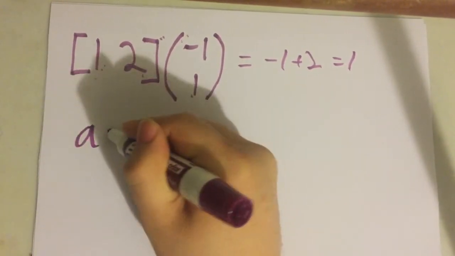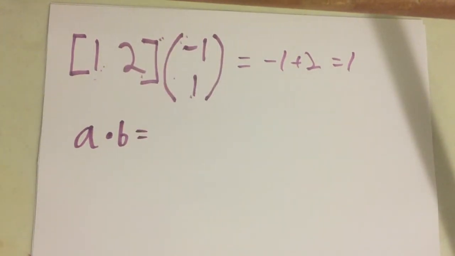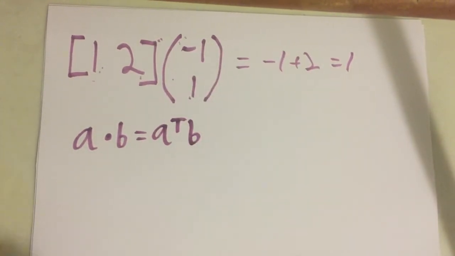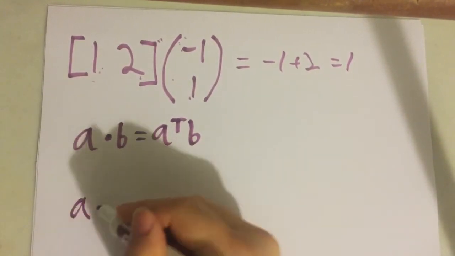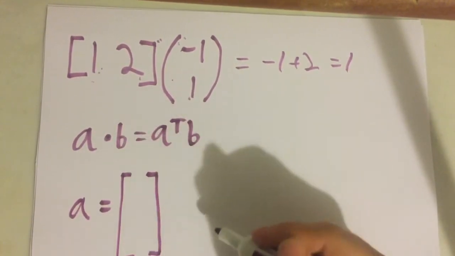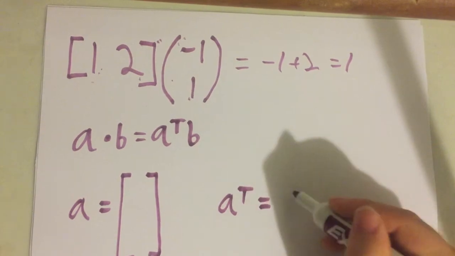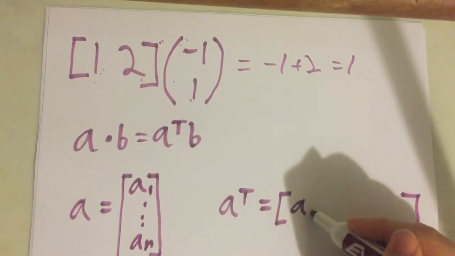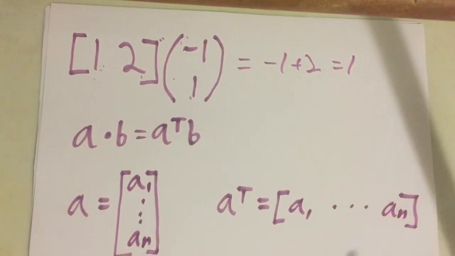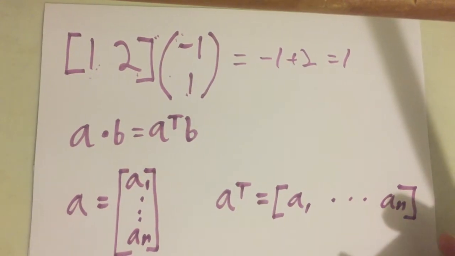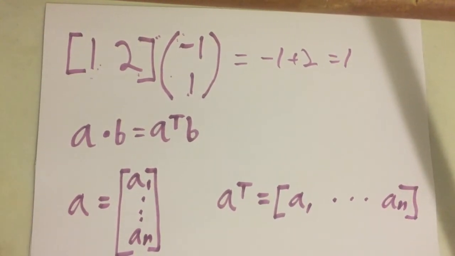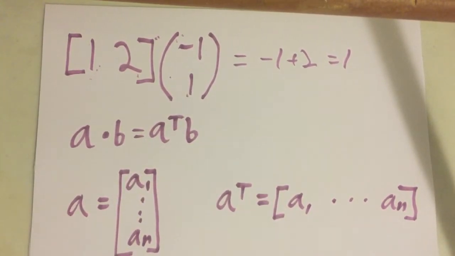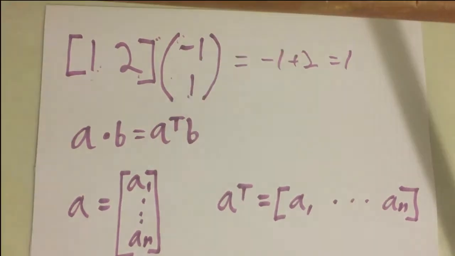In fact, you could even say a dot b is equal to a transpose b. So you turn a, which is a column vector, into a row vector, and then we have a1 to an times b. And so that's really what the dot product is. It's a relationship between a vector and its transpose. So it's like we view the vector as a matrix. Well, every matrix is a vector, and every vector is a matrix.